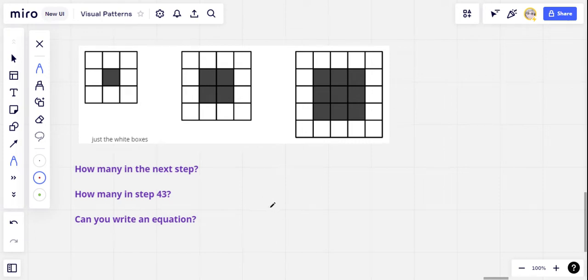Hello, everybody. We are back with another visual pattern challenge. Here is step 1 in our pattern. Here's step 2, and here's step 3.